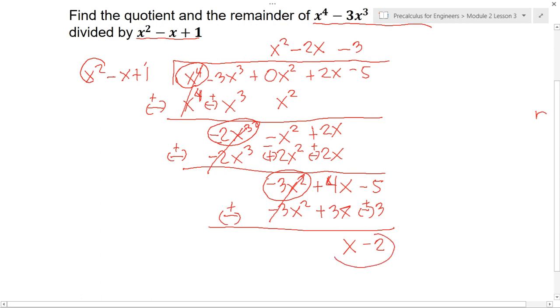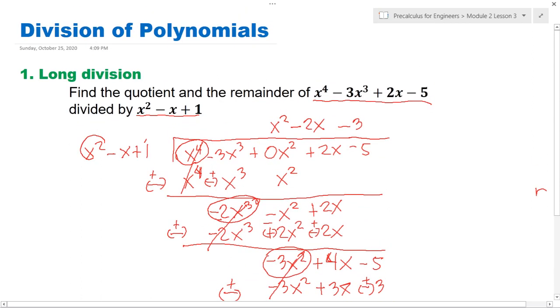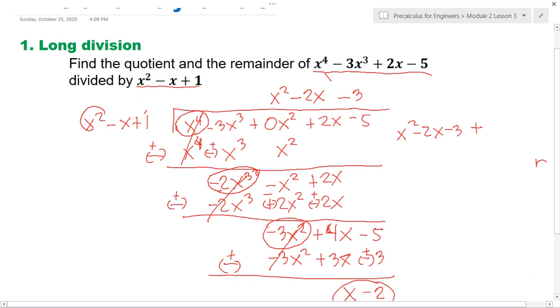What's left here is our remainder. Therefore, our final answer would be x squared minus 2x minus 3 plus your remainder na x plus 2, x minus 2 all over your divisor. You have x squared minus x plus 1.